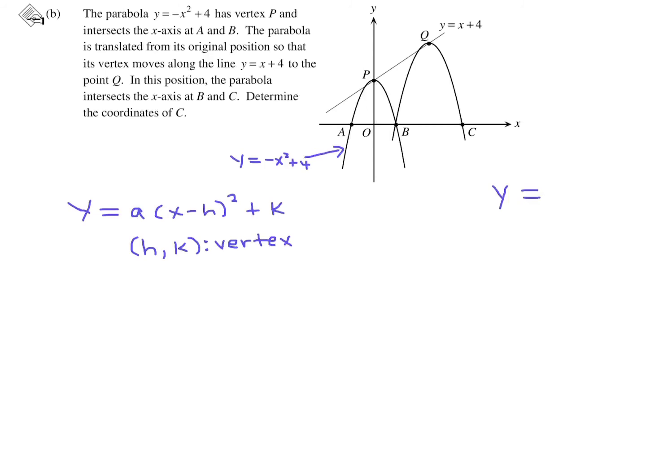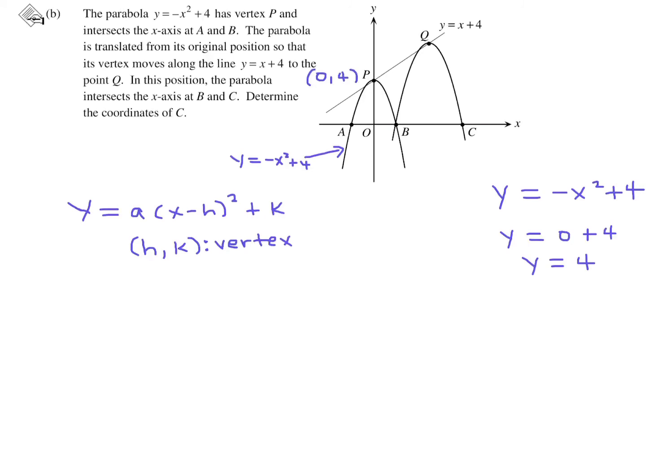So y is equal to minus x squared plus 4. So if we set x equal to 0, we should be able to get the coordinates of P. So if x is 0, we have y is equal to 4. All right? So P, the coordinates, and the way they've drawn this for us makes it easy. Since P is right on that y-axis, we got 0, 4. That's the coordinates for P.